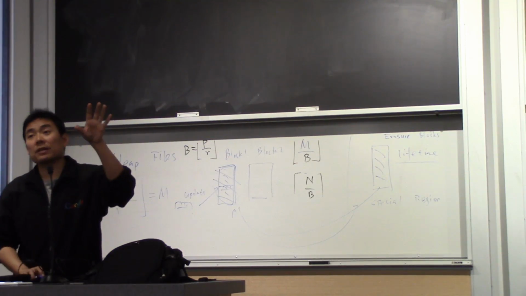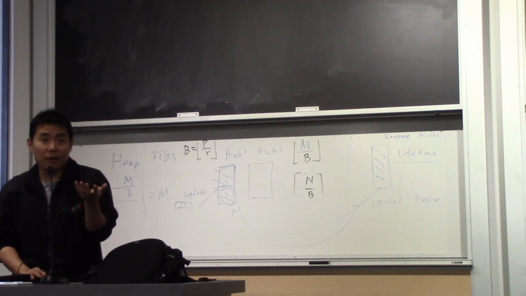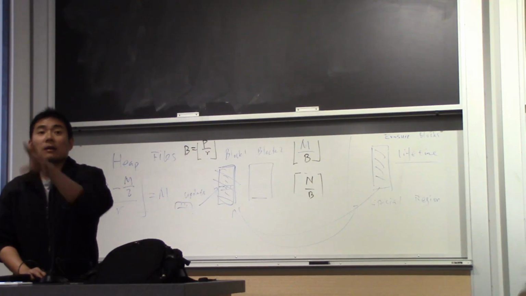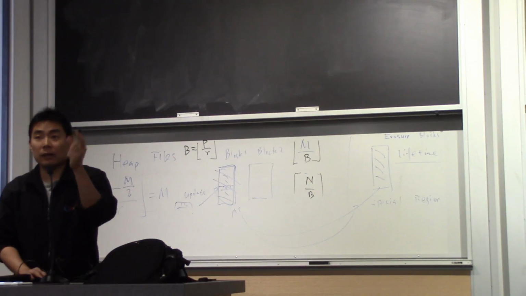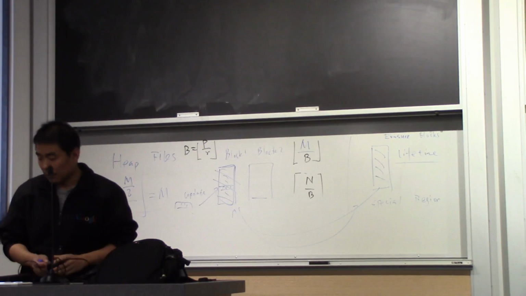For example, each page can hold 5 records. I have 12 records. How many pages do I need to store this file? 5 records for the first page, 5 records for the second page, and 2 more records in the last page. In this case, B equals 5 and N equals 12. Does that make sense? Okay.